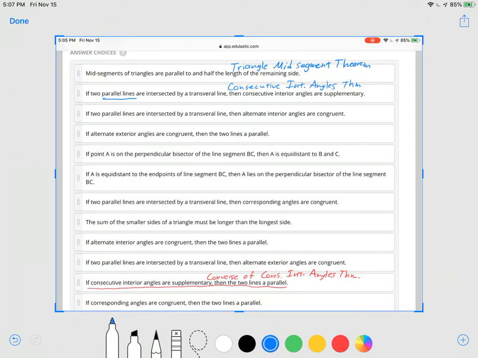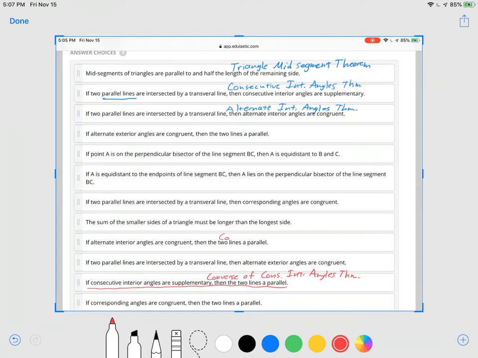If two parallel lines are intersected by a transversal line, then alternate interior angles are congruent. This is the alternate interior angles theorem. Let's find its converse. The converse would be backwards. So it would assume that alternate interior angles are congruent. Okay, so that's this one right here. If alternate interior angles are congruent, then the two lines are parallel.